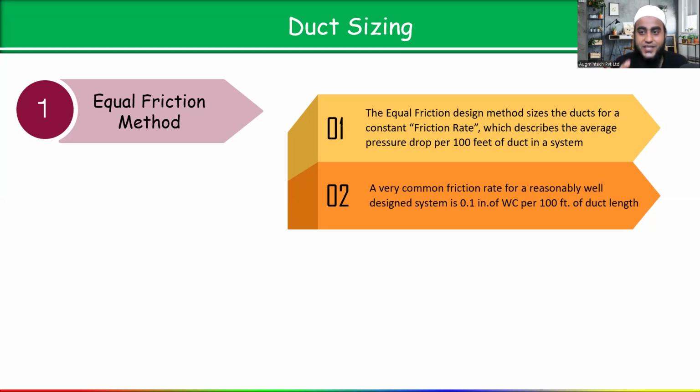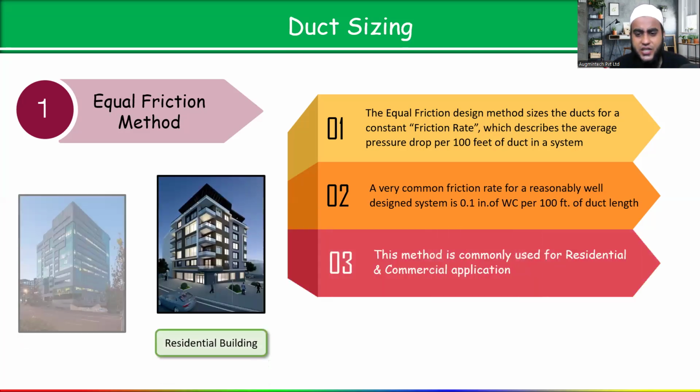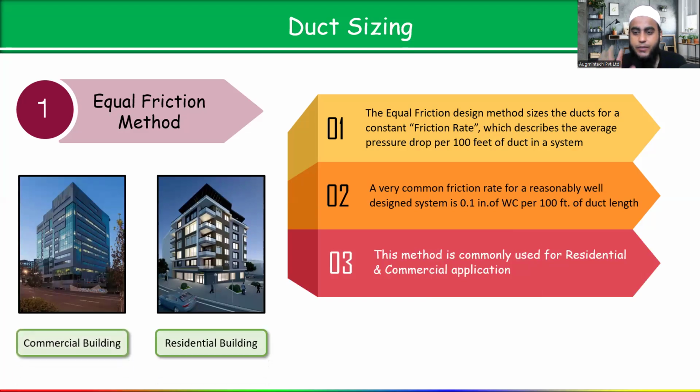But remember, this value will vary as per the application for which you are using this method, because we have residential, commercial, and industrial applications. Generally, the equal friction method is commonly used for residential and commercial applications. First, remember in your mind where we have to use the equal friction method for duct designing. It is generally used for residential and commercial applications.